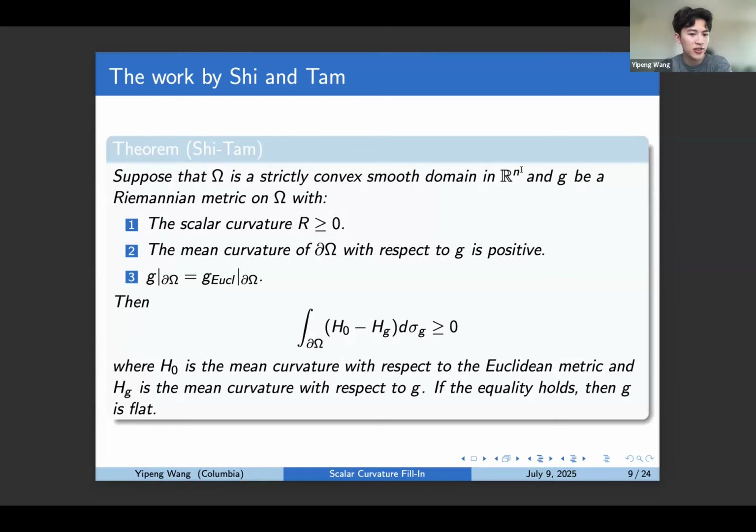So G is not necessarily the Euclidean metric, but you only impose that the boundary metric agrees with the Euclidean one. Then under such conditions, you can evaluate this quantity, which is the difference of the mean curvatures integrated on the boundary. This difference always has a sign, which implies that this Brown-York mass is non-negative. Moreover, they also showed that equality holds if and only if G is a flat metric.